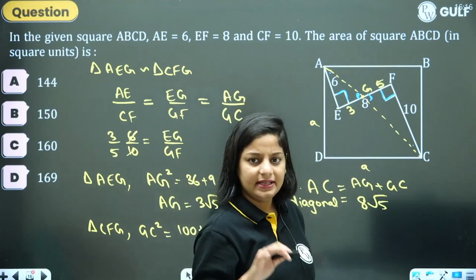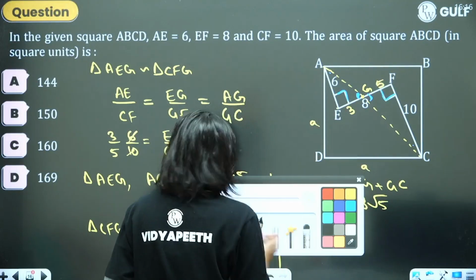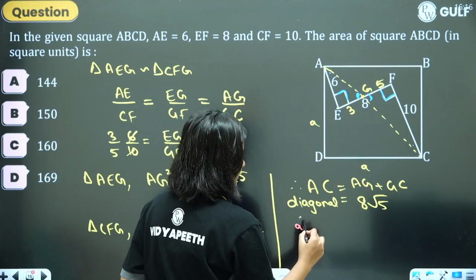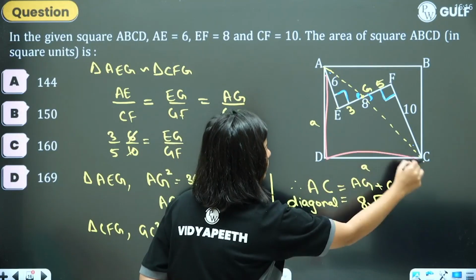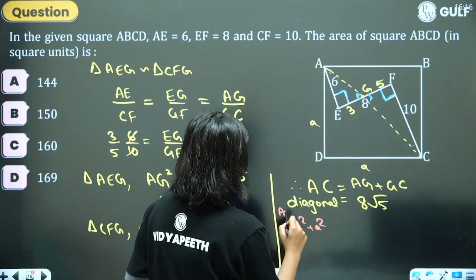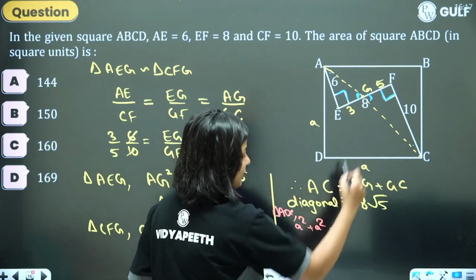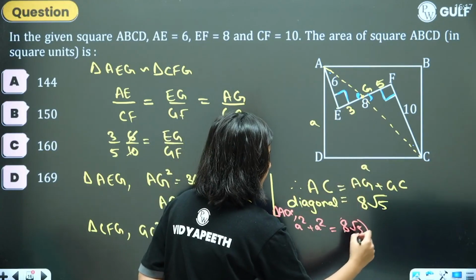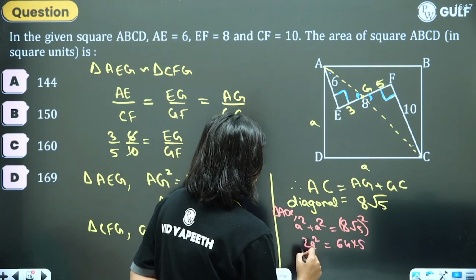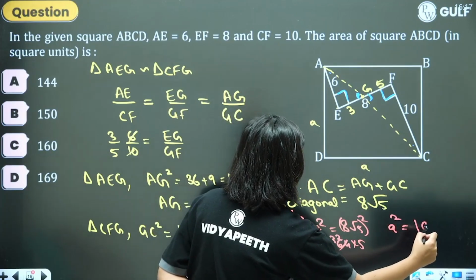Once you have the diagonal, I don't think it's a big problem to find the area of the square. Again, if you want, you can use the Pythagoras theorem. One side square, a square plus a square in this triangle ADC. In this triangle ADC, a square plus a square is equal to AC square, 8 root 5 the whole square. 2a square is equal to 64 into 5. 2 ones are 2 into 32. a square is equal to 32 5s are 160.